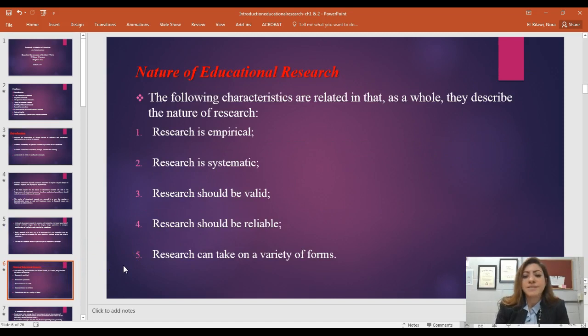So what makes it a scientific research? What is the nature of a good, credible research? It's all of these points. It has to be empirical. It has to be systematic. It has to be valid, reliable, and it can take a variety of forms, and these forms are design-based. So we'll take each one of these and understand the meaning of each one of them.